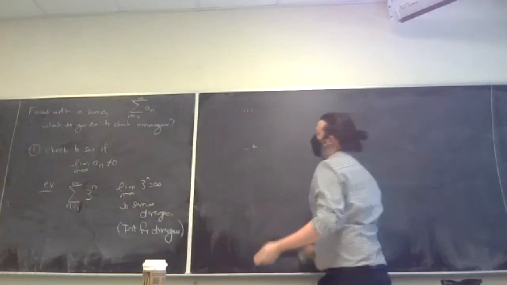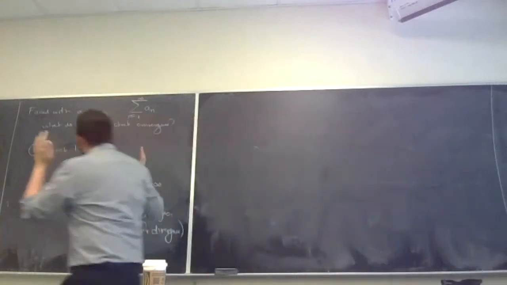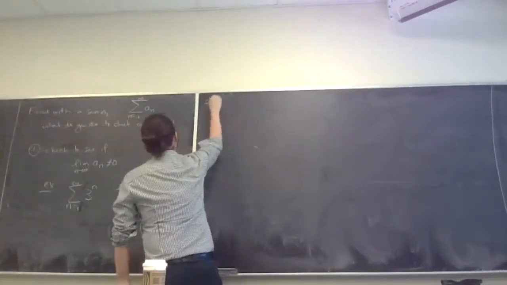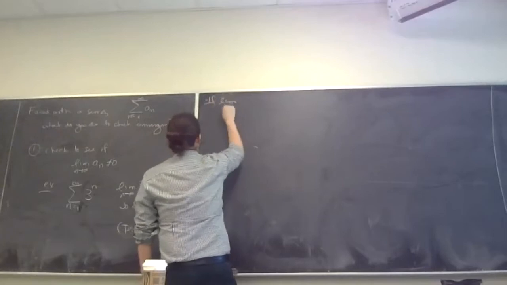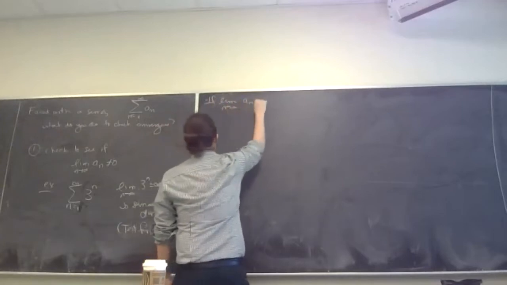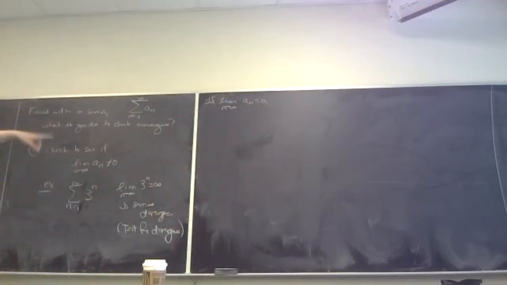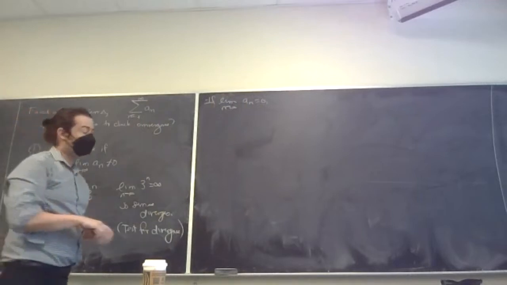So you've looked at a series, you've determined that the limit goes to 0, and so there's nothing you can conclude, right? If the limit as n goes to infinity of a_n is equal to 0, don't conclude the series converges. That is the single most common mistake people make in this section of the class. Just because the terms go to 0 does not mean the series converges.